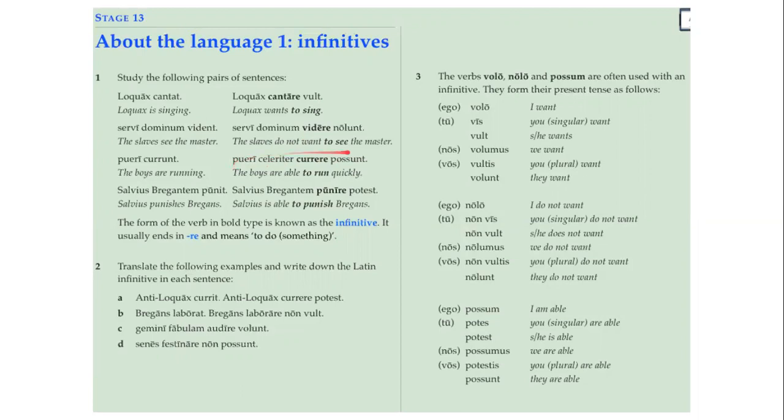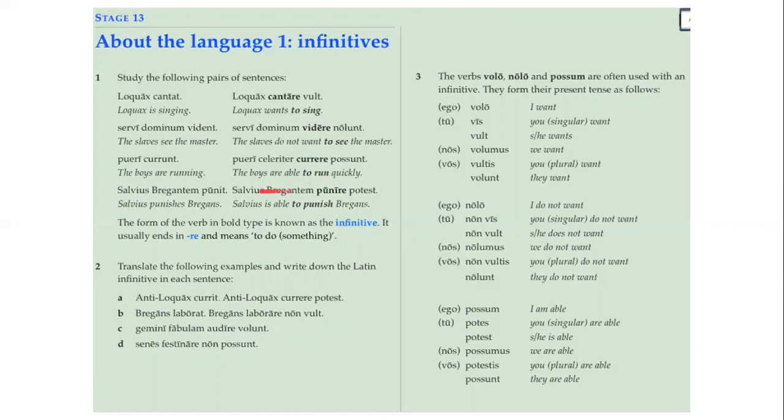So pueri, the boys, are able, right, to run celeriter, quickly. And celeriter is an adverb that is modifying running, right? So it's not they're able quickly, but they're able to run quickly. It's modifying or clarifying how they're running.